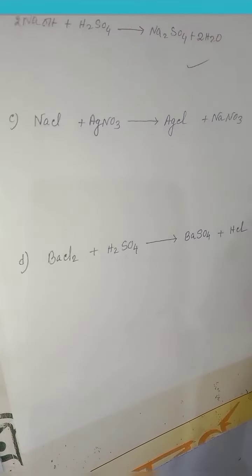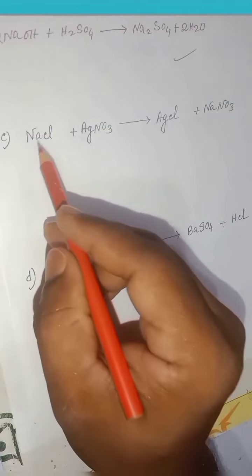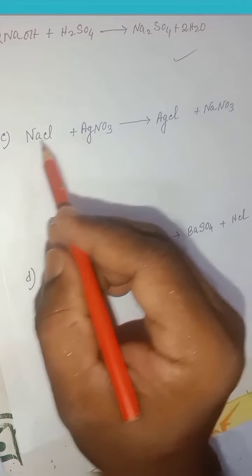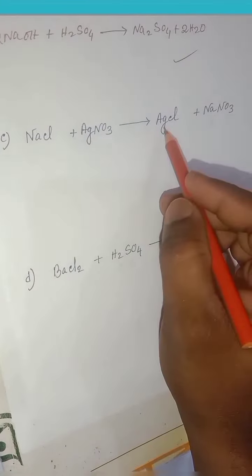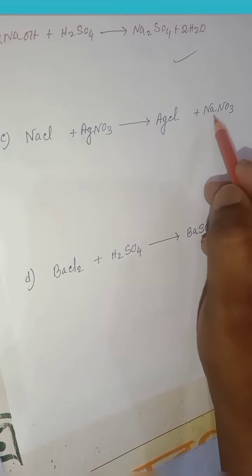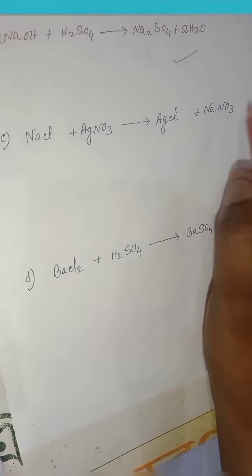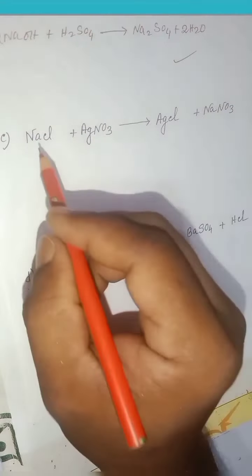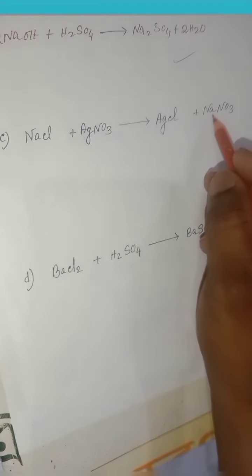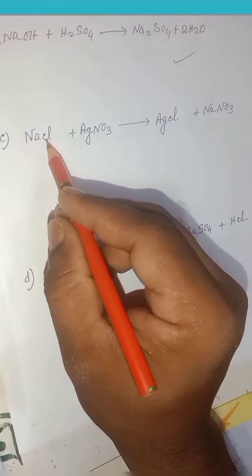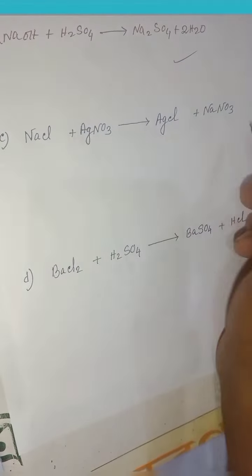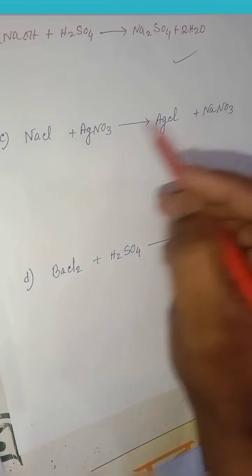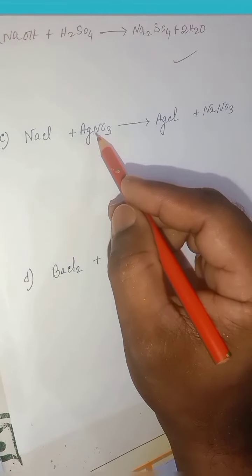Next, C: NaCl, sodium chloride, plus AgNO3, silver nitrate, forms AgCl plus NaNO3, sodium nitrate. Now the number of Na is 1 and 1, the number of Cl is 1 and 1, and the number of nitrogen is 1 and 1. The equation is balanced.